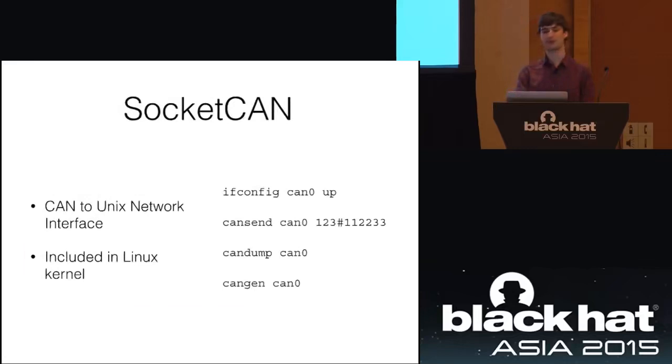SocketCAN pretty much gives you a Unix network device, like a typical eth0, except it's can0. And you can literally interface with it using like ifconfig, and it's great. You can even do routes if you want to, which sort of works. And once you get that working, you can use the CANutils package to use these tools like cansend, candump, and cangen, which we'll take a look at.